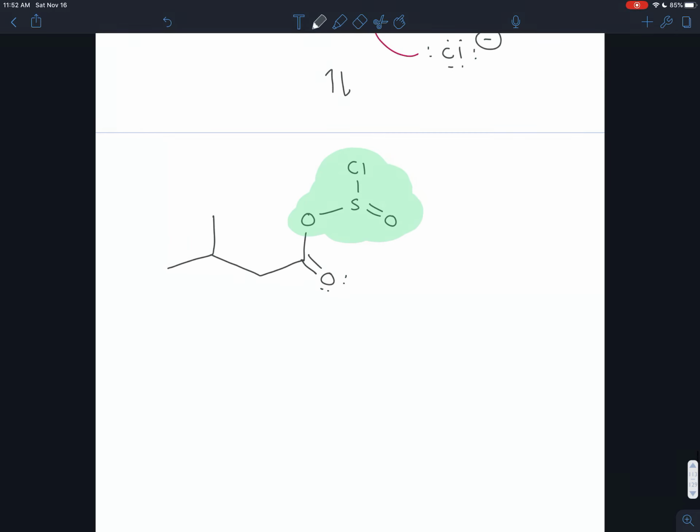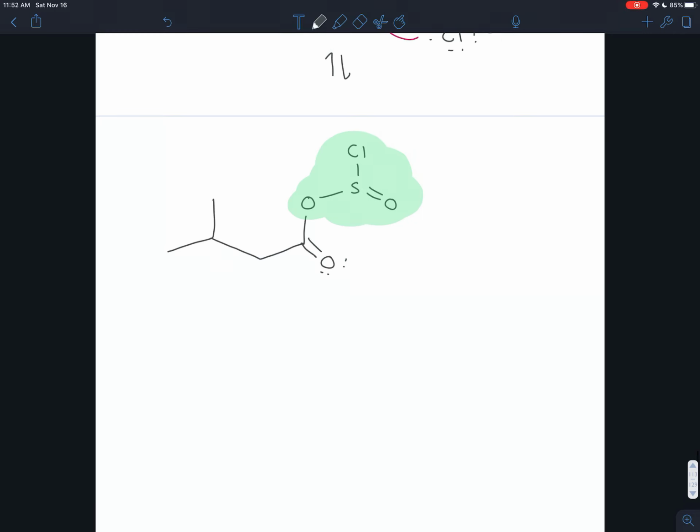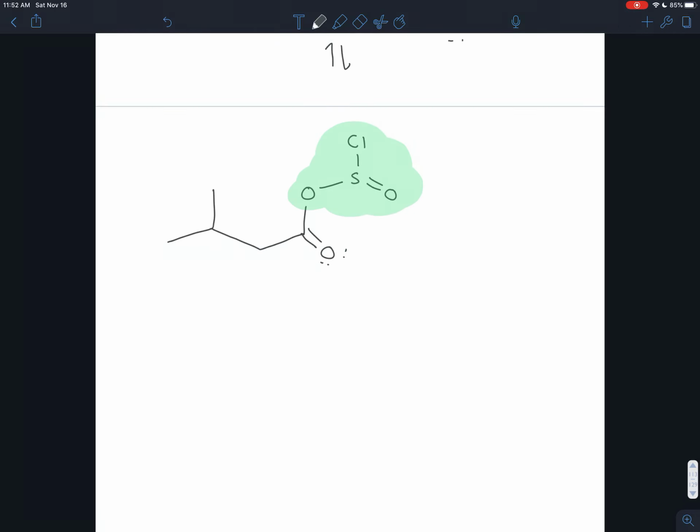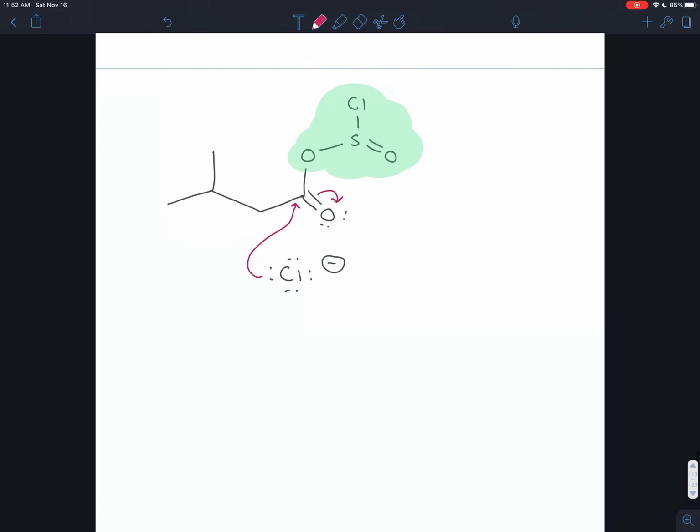And now, with that leaving group, you can sort of think of this like another carboxylic acid derivative. You have the carbon double bonded to oxygen with a leaving group attached to one side, but now the leaving group is just amazing. So that's what we accomplished in this first step. The chlorine that left can come in and act as a nucleophile and burst open this pi bond. So we're sort of doing another nucleophilic acyl substitution. And this is nucleophilic attack.